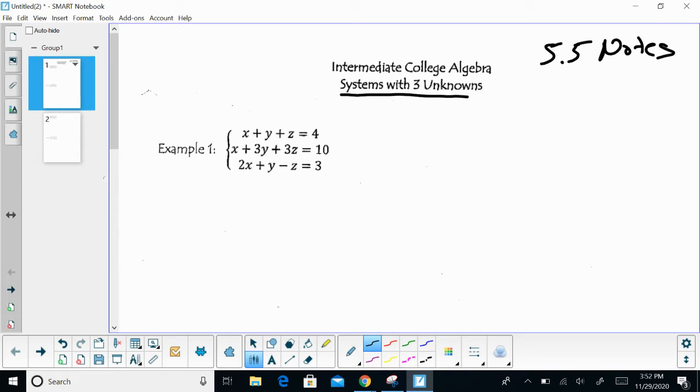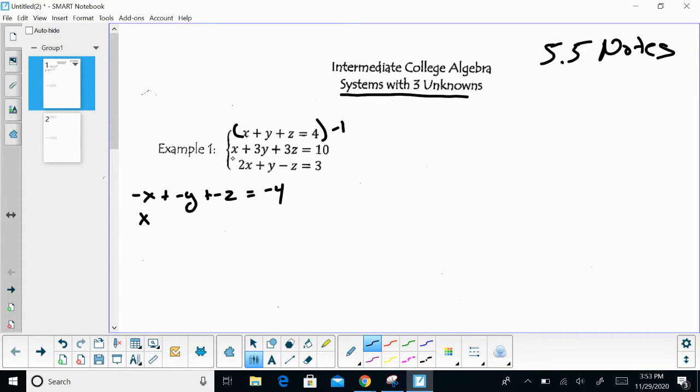So if I just am looking at the top two equations, it would be super easy for me to get rid of the x. How could I get rid of the x? Well, I could multiply this top equation by -1. So let's go ahead and do that. If I multiply the top equation by -1, I'm going to have -x plus -y plus -z equals -4.